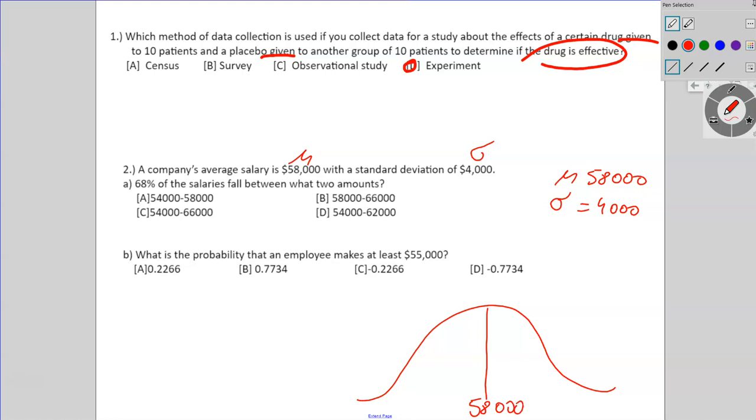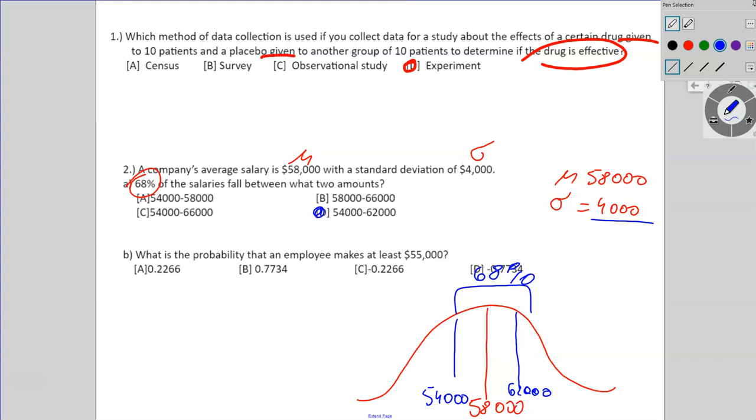Your first question says 68% of the salaries fall between. I already know 68% is the empirical rule, and I know that 68% falls within one standard deviation of the middle. So I don't have to go more than one. 58,000 plus 4,000 is 62,000, and 58,000 minus 4,000 is 54,000. So this is my 68%. The correct answer for this question is D, 54,000 and 62,000.